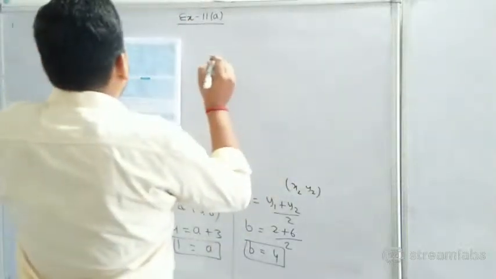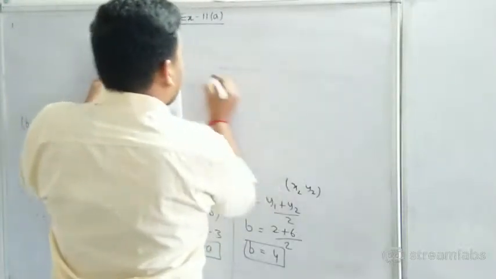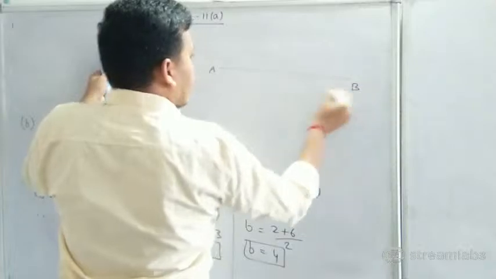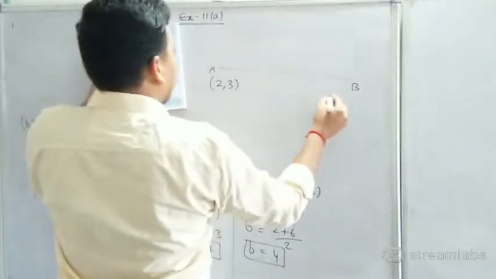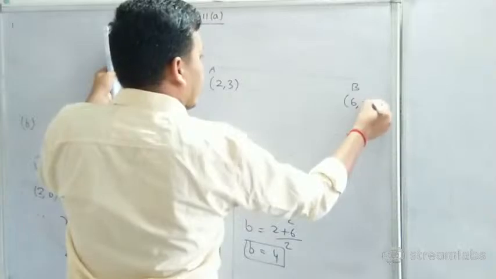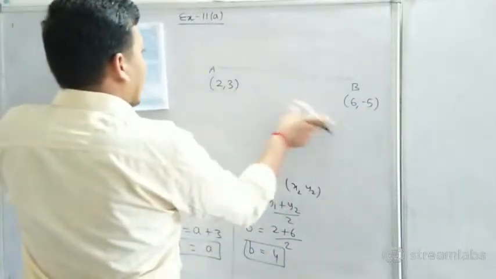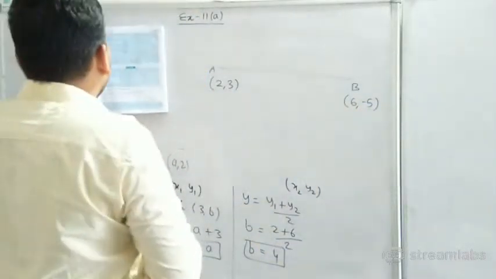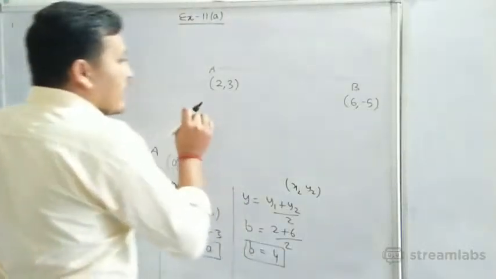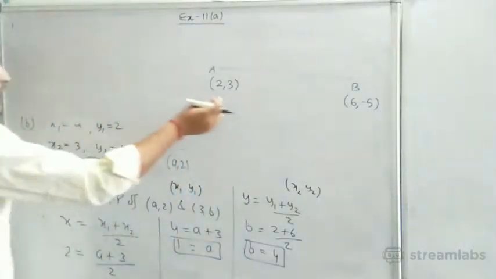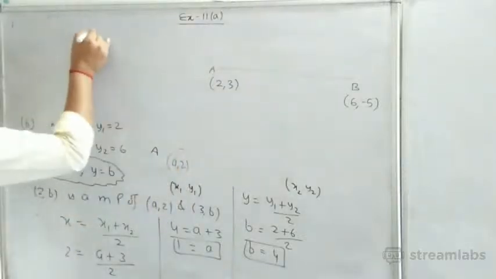The line joining point A and B. The coordinate of A is 2, 3 and the coordinate of B is 6, minus 5. With the help of these 2 points, we have a line segment A and B that meets the x-axis at point P. Otherwise, you can draw the coordinate axes right here.